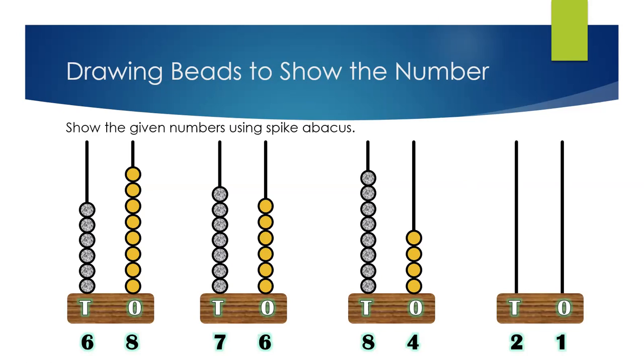So how many beads will we place in the one spike? As we are having 1 one, we will place 1 bead in the one spike. And as we are having 2 tens, we will place 2 beads in the 10 spike. So the number 21 represented by the spike abacus is as shown.